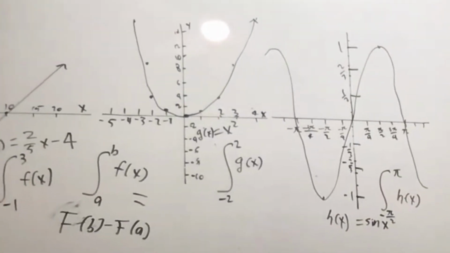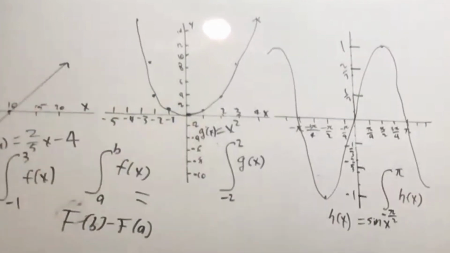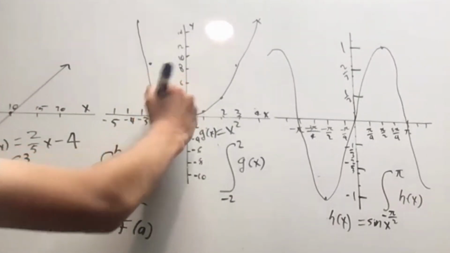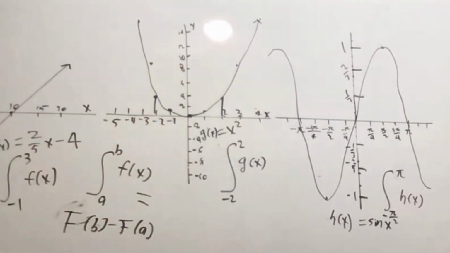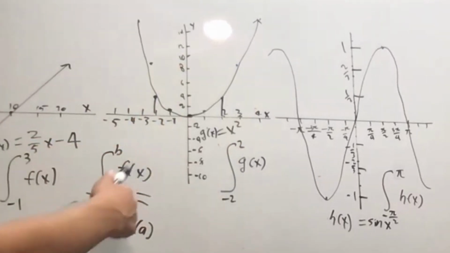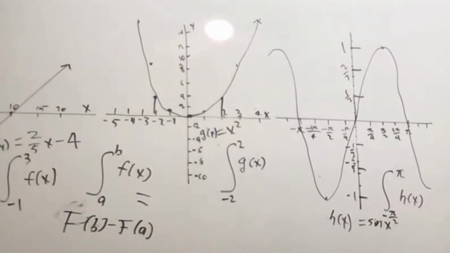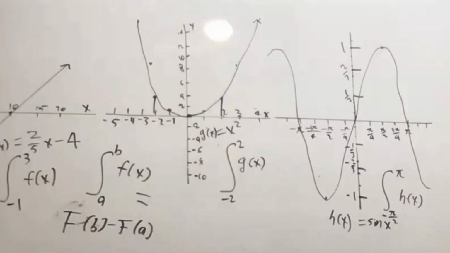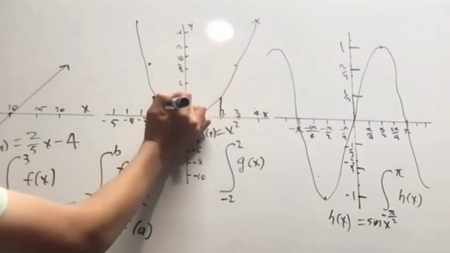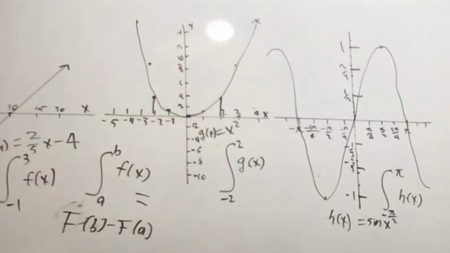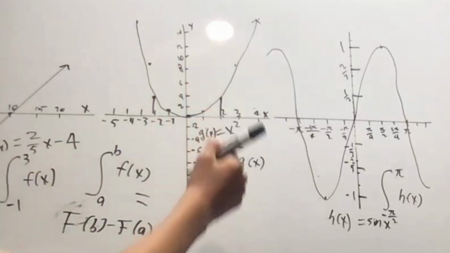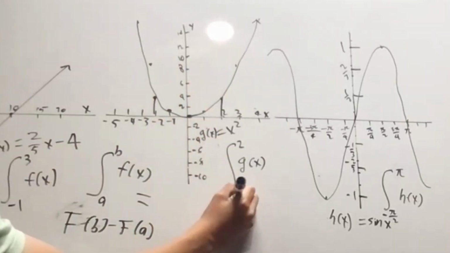Moving on to the next one, we have the graph of g of x equals x squared. And we try to calculate the area under the curve from -2 to 2. Now, we could use this to solve this equation. However, we can realize that the x squared function is an even function, so that when we add the area under the curve, it's equal to twice times the right side. So we only need to go from 0 to 2.